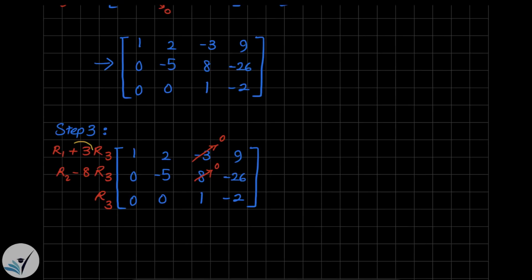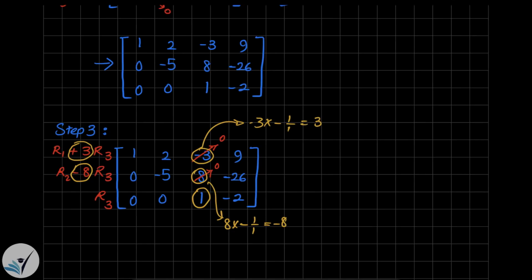I obtained this positive 3 multiplier here by multiplying negative 3 by the negative of the entry right below this entry on the third row. This one here, which is positive 3. And this negative 8 here was obtained by multiplying this 8 by the negative of the reciprocal of the number below this entry on the third row, which is 1 again. So I got negative 8.